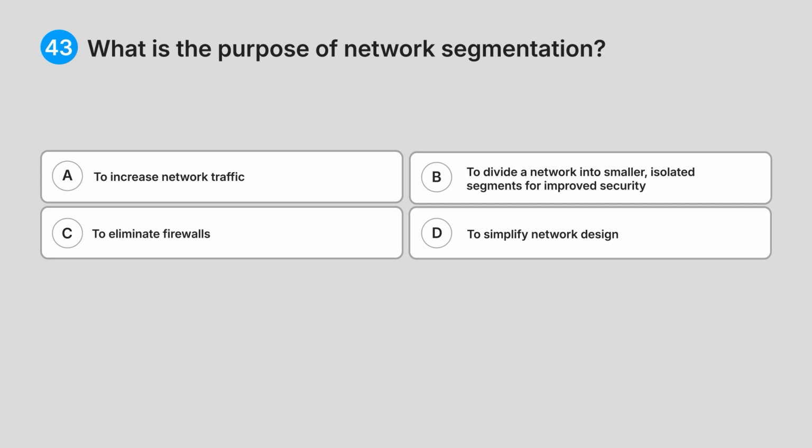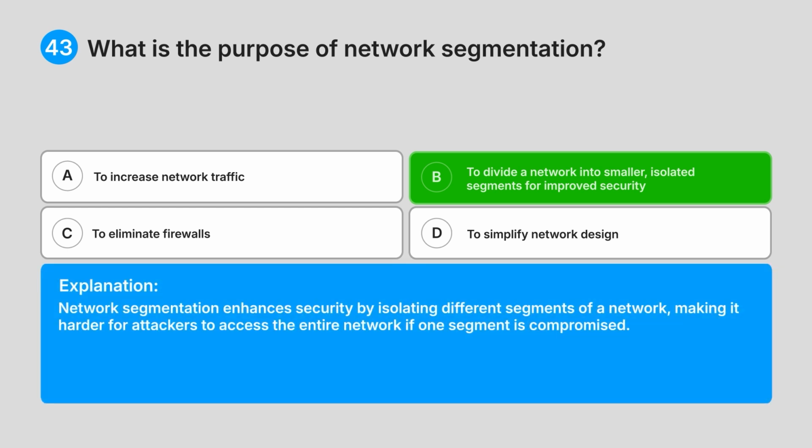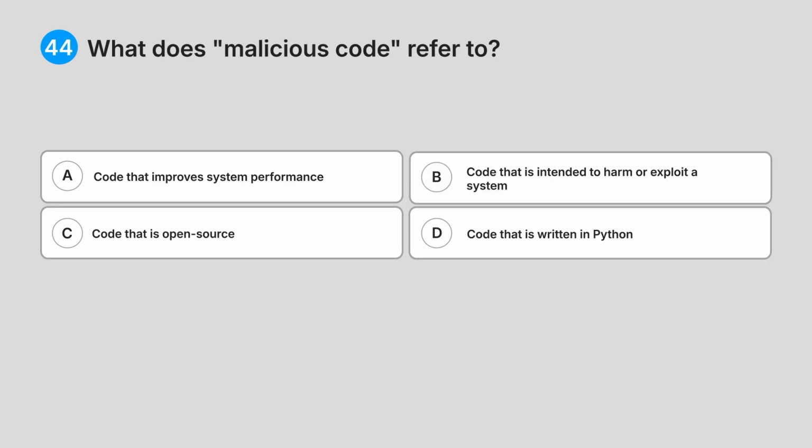Correct answer: B. To divide a network into smaller, isolated segments for improved security. Explanation: network segmentation enhances security by isolating different segments of a network, making it harder for attackers to access the entire network if one segment is compromised. 44. What does malicious code refer to?